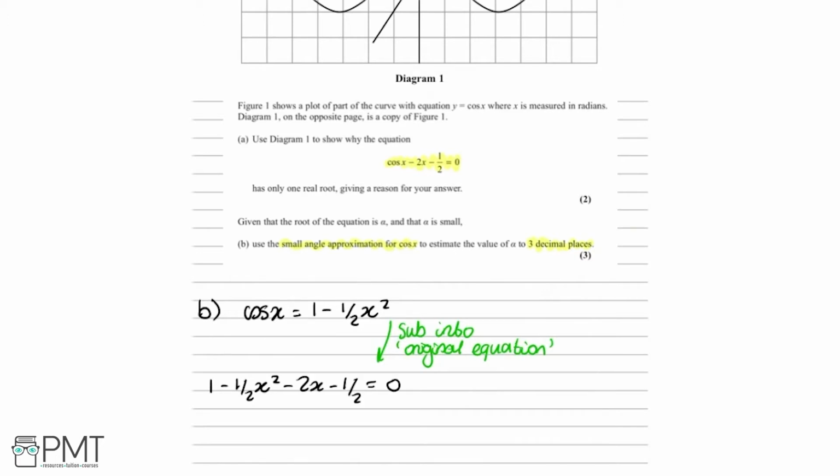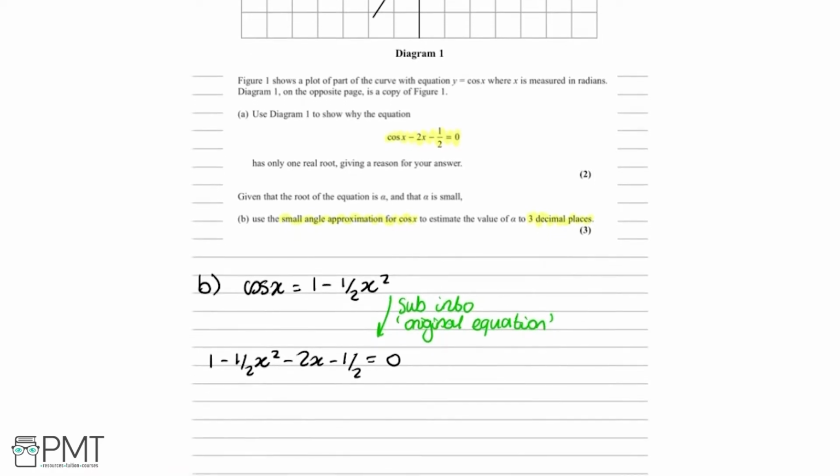So it's great because look at this, we can start to see that it's a quadratic. Now before we solve it, we can tidy it up a little bit. So if we take away the half from the 1, we get minus half x squared minus 2x plus a half equals 0. And tidy it up even further, if we multiply by minus 2, we get x squared plus 4x minus 1 equals 0.